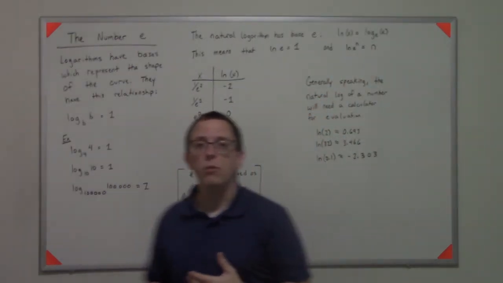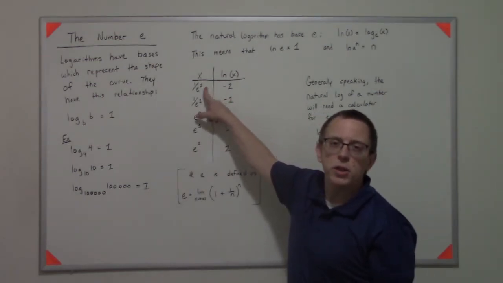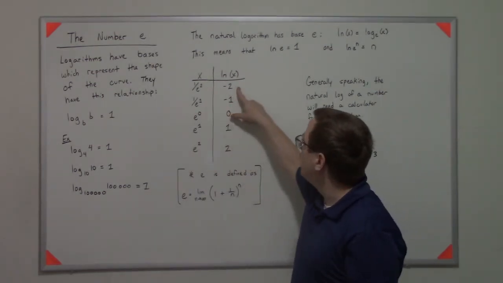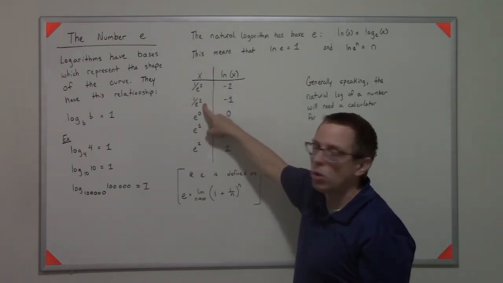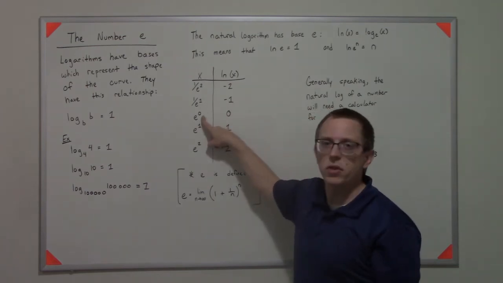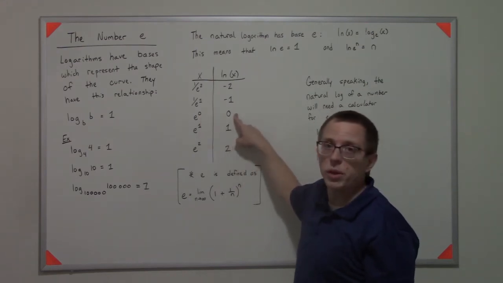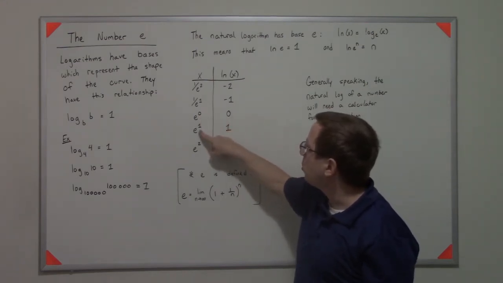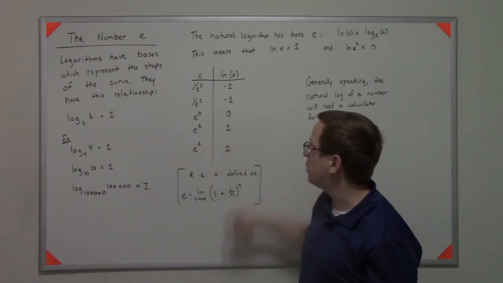So anyway, if we were to build a table of values, you'd have 1 over e squared, which is like e to the negative 2. The natural log of e to the negative 2 is negative 2. The natural log of e to the negative 1 is negative 1. Well, e to the 0 is just 1, and the natural log of 1 is always 0. The natural log of e is 1. The natural log of e squared is 2.